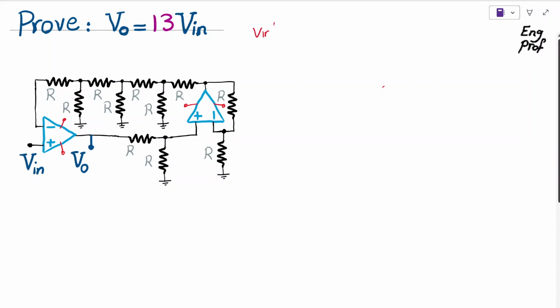By that I mean virtual short is valid for both of them, which means the positive input terminal voltage is equal to the negative input terminal voltage for each op amp. Now, if V out is showing up here, you can see that immediately right after that we have this voltage division between the resistors, and there is no current flowing through the input terminal of an ideal op amp because it has infinite impedance. Therefore, if we have V out at this node, half of it should show up here.